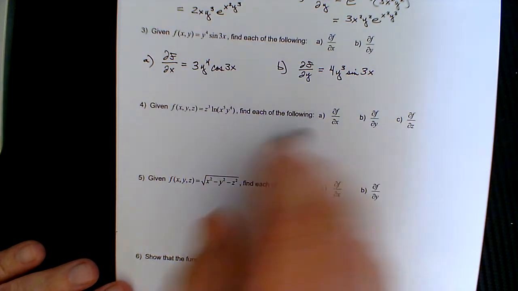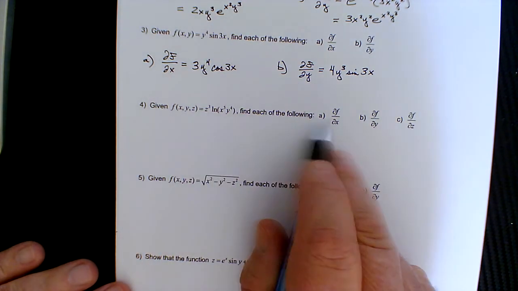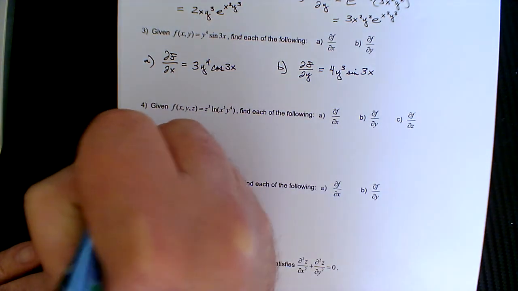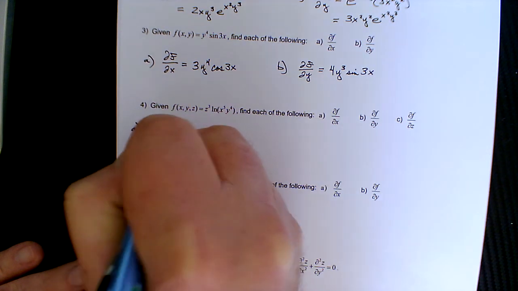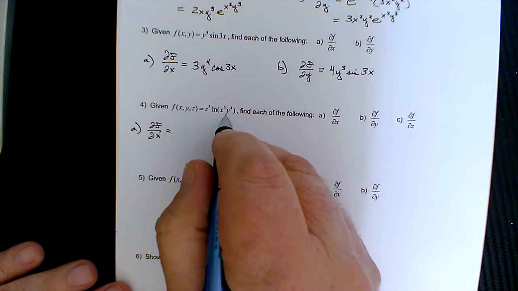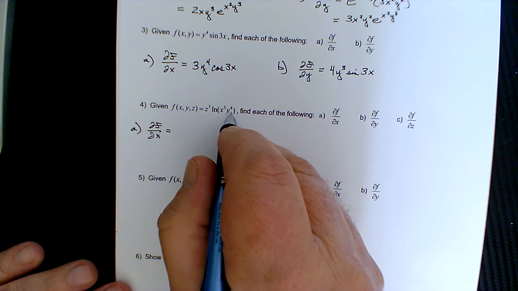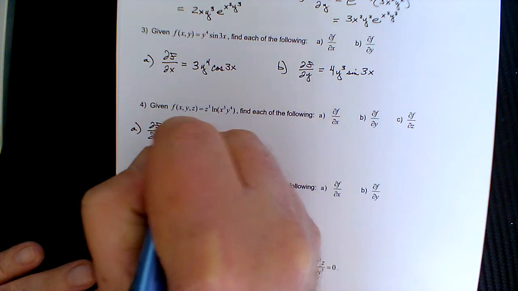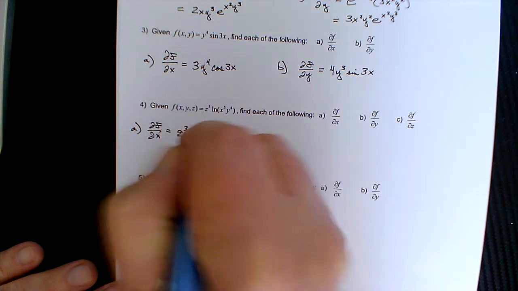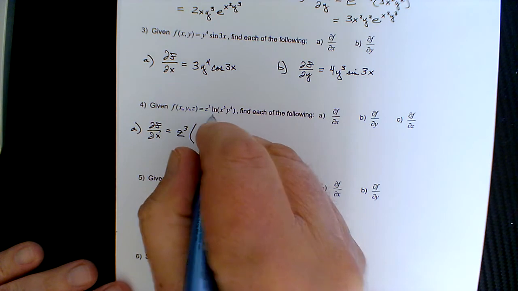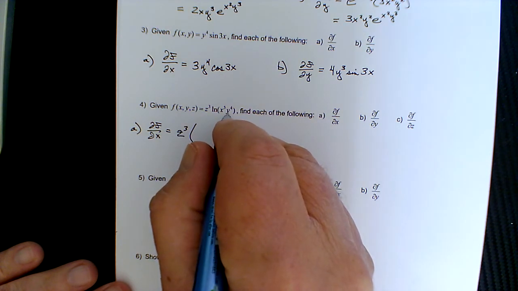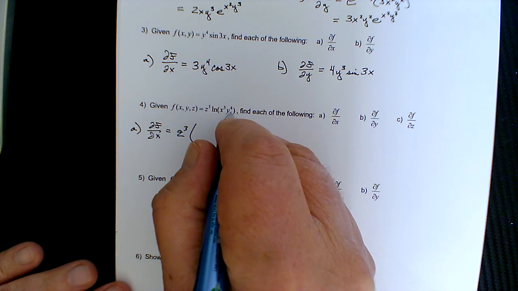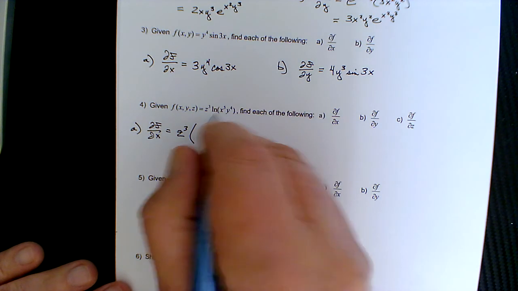Okay, so moving on. Here we have a function of 3 variables. First off, partial of f with respect to x. Okay, so y and z are held as constants. So the z to the 3rd is going to tag along as a constant. But now we're differentiating the natural log of this quantity, where y is being held as a constant. So remember the formula, of course, for the natural log of u.